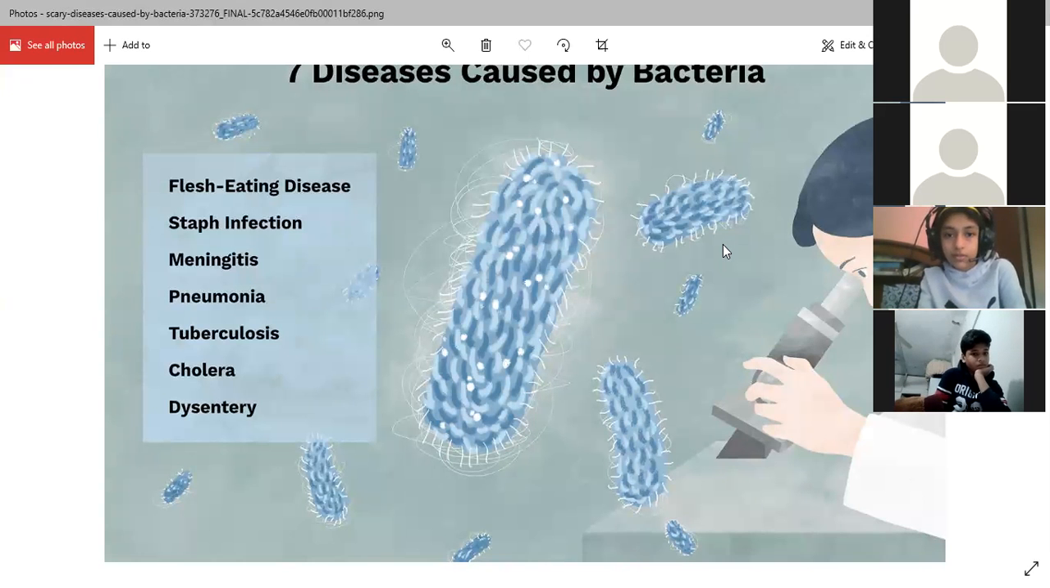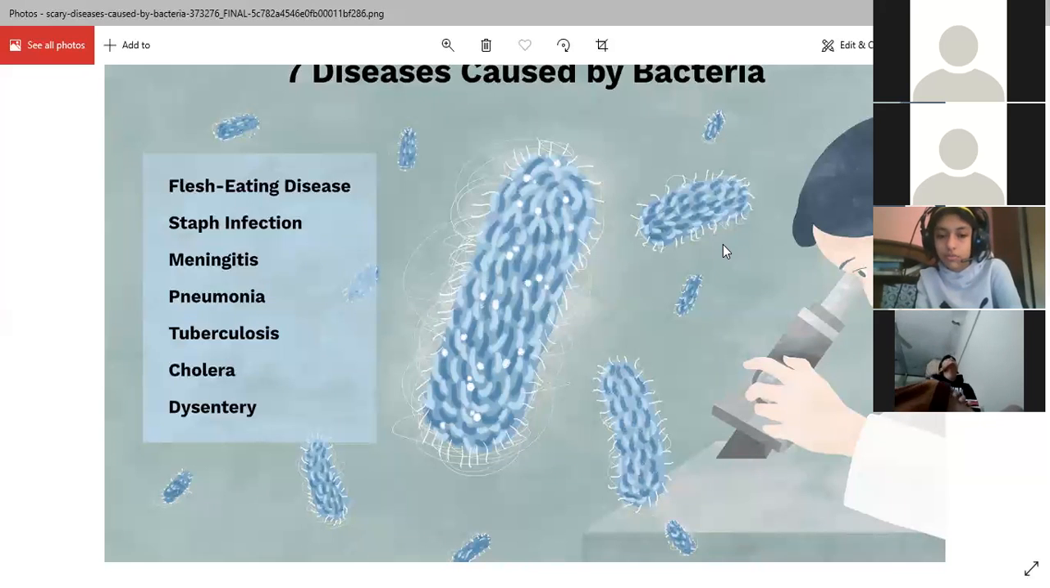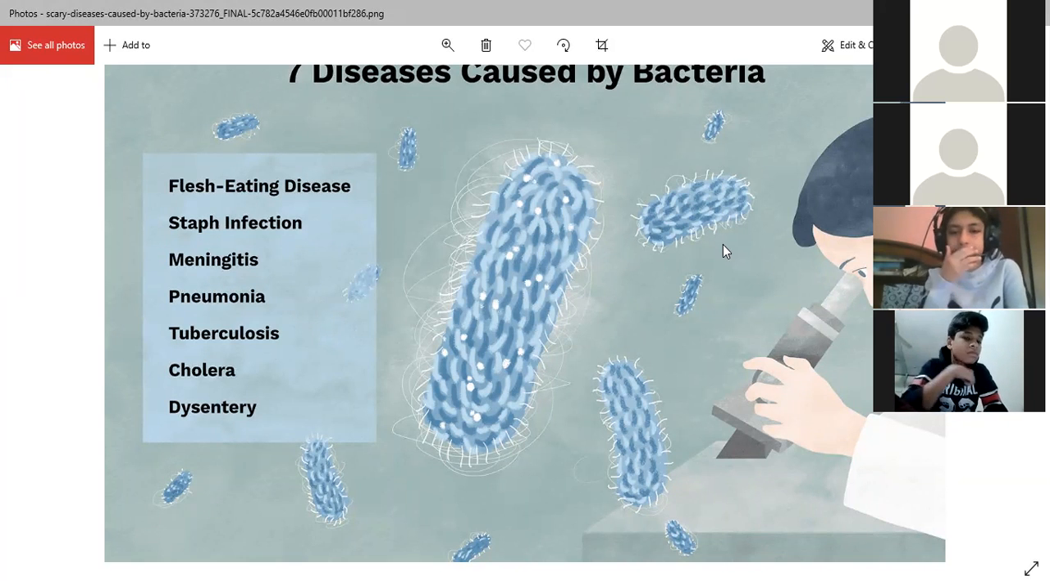Then there are 7 diseases which are caused by bacteria. I'm not getting into the explanation of these diseases right now. I will be explaining it later, but अभी मैं सिर्फ I'm just naming them for you. Flesh eating diseases, कभी कभार कुछ ऐसे होते हैं, हम इस तरह के मीट्स खा लेते हैं जिसको खाने से डेथ तक हो जाती है लोगों की. आपने सुना होगा अक्सर रेस्टोरेंट्स में भी ऐसा होता है, सील हो जाते हैं. ठीक है? Flesh eating diseases, then staph infection, that is your throat infection, then meningitis, then pneumonia, then tuberculosis, then cholera, and then dysentery. I will be explaining it to you in detail as well.